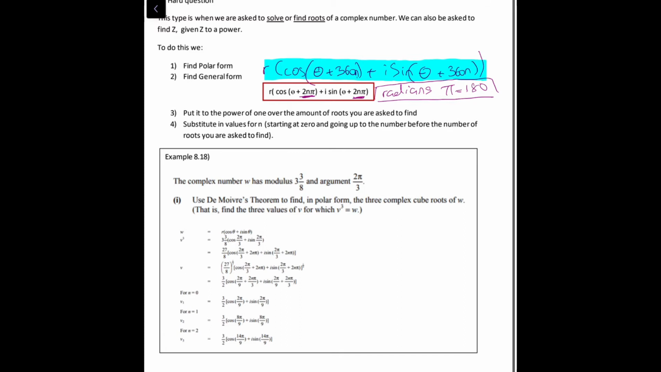Now, instead of using this method that's down here, I'm going to use the method that we have, which is when we change our 2 pi over 3 to be in regular degrees. So that's going to be 2 times 180, because we know pi is 180, over 3. And when I check what that is in my calculator, that's 120 degrees. So now I have 3 3/8 and 120 degrees.